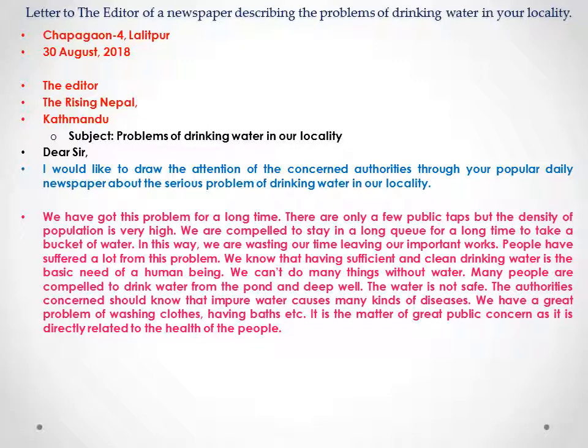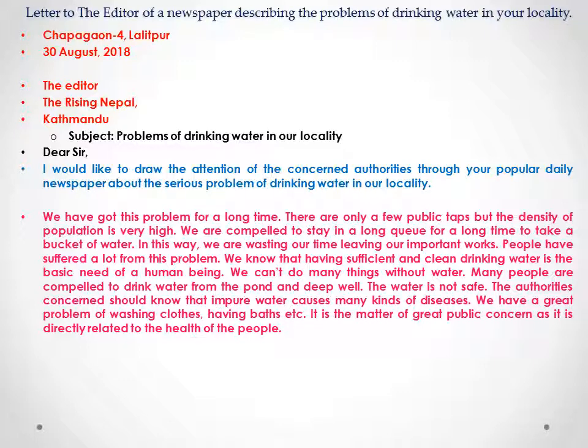There are only a few public taps, but the density of population is very high. We are compelled to stay in a long queue for a long time to take a bucket of water. In this way, we are wasting our time, leaving our important works. People have suffered a lot from this problem. We know that having sufficient and clean drinking water is the basic need of a human being. We can't do many things without water.